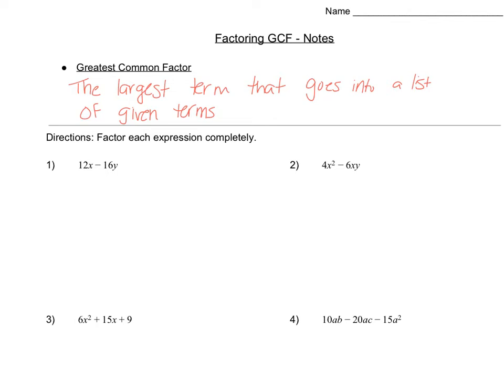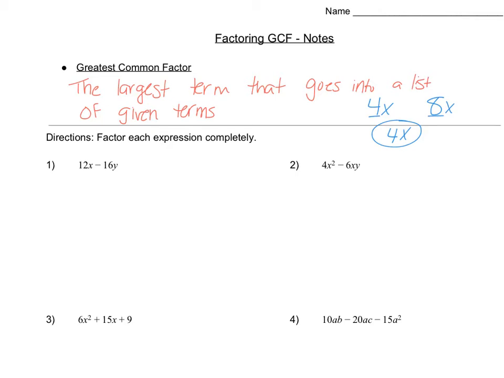Alright, so recall from last video, we talked about the greatest common factor and finding the greatest common factor. So the greatest common factor is the largest term that goes into a list of given terms. So for example, if I have 4x and 8x, I want to look at the numbers first. My greatest common factor between 4 and 8 is 4. My greatest common factor between x and x is x. So 4x would be my greatest common factor between those.